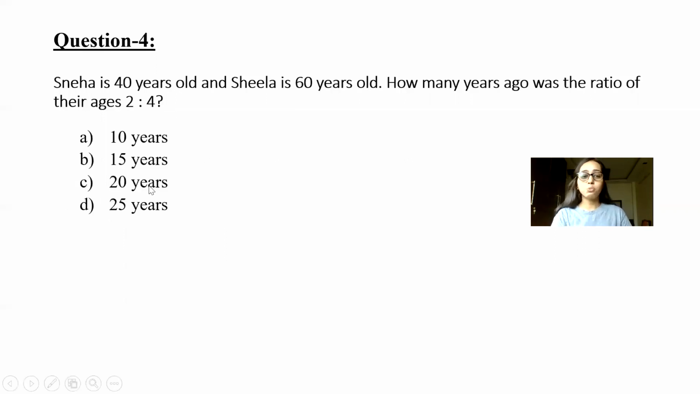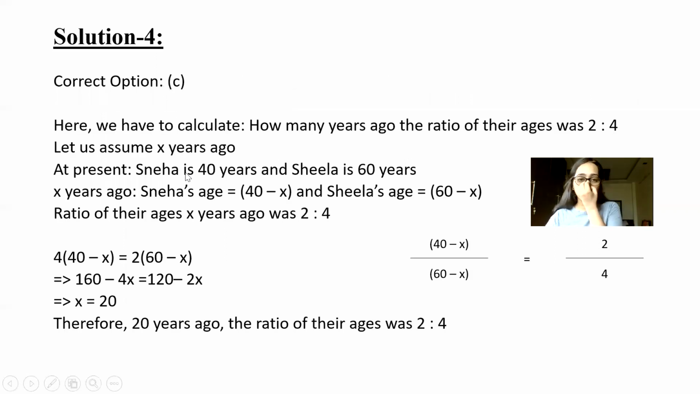So we have various options here, right? So let's jump into the solution. Here we have to calculate how many years ago their ages were 2:4. Let us assume x years ago. Now here we are not assuming the age, we are assuming x as the number of years, right?